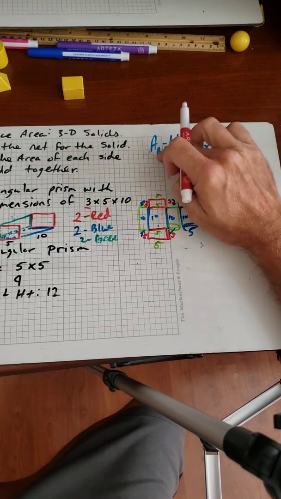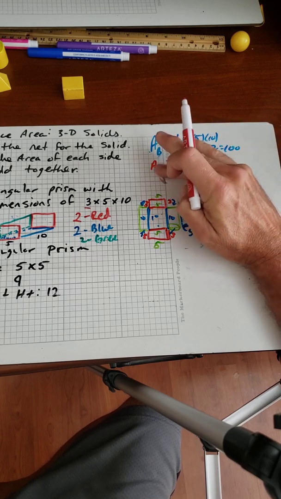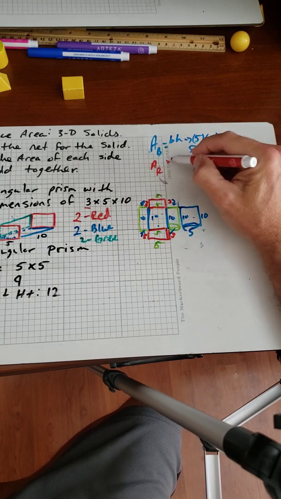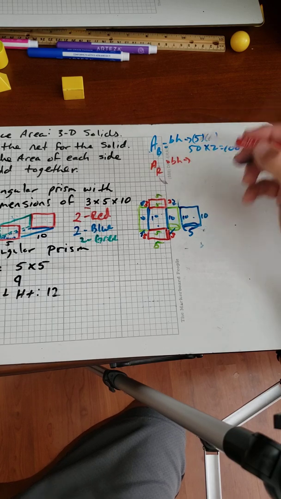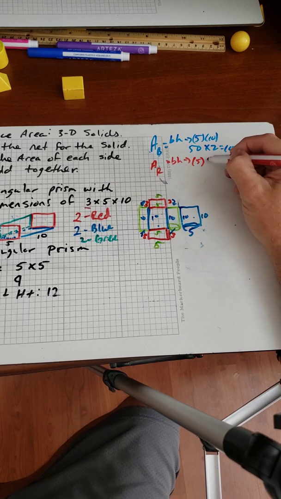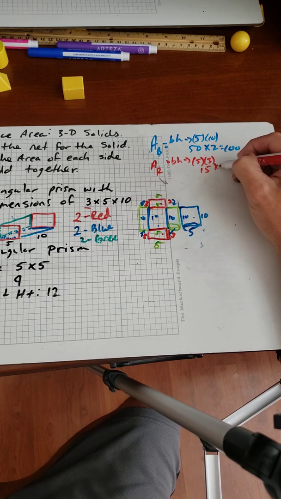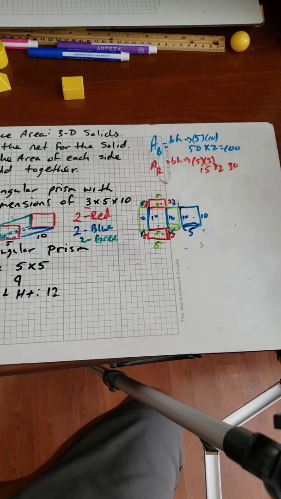Then I'm gonna do the area of my red. Okay, so area of the red, it's not AR, it's area of the red. That's also base times height. But this time my base is 5 and my height's 3. So that gives me 15. And then again, I have 2 of them. So I multiply by 2 and I get a total of 30.